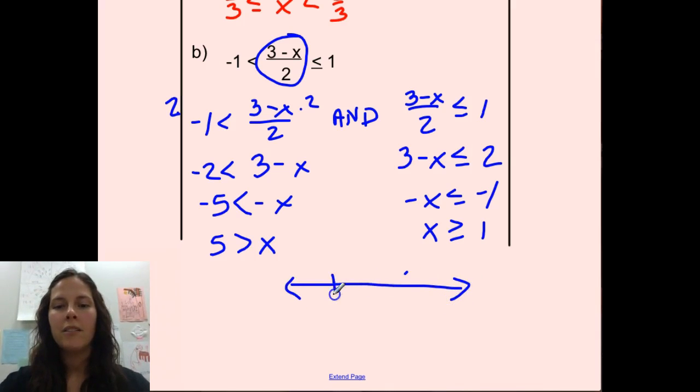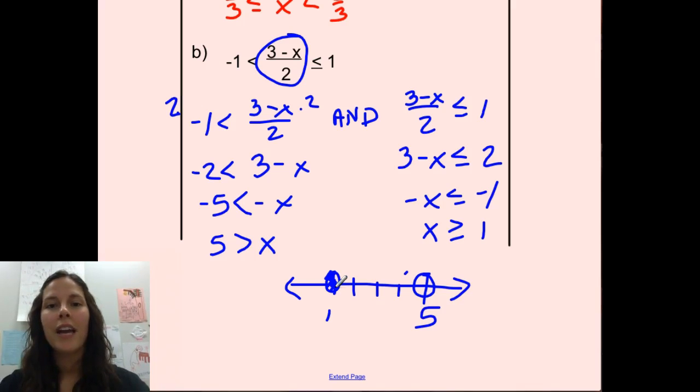Setting up our number line, we have an open circle at 5 and a closed circle at 1. And where is x less than 5 and greater than or equal to 1 would be in between.